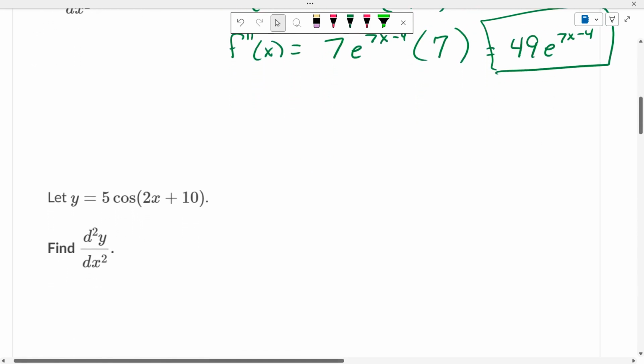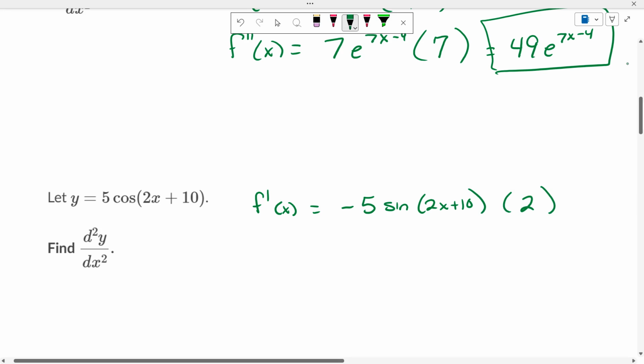All right, first derivative of this thing. What's the... Yeah, you can. Honestly, when you take the derivative of cosine, it is negative sine. So this is negative 5 sine of 2x plus 10 times the first derivative of the inside, which is 2. So the first derivative is negative 10 sine of 2x plus 10.